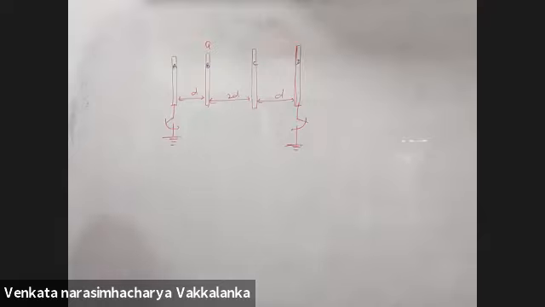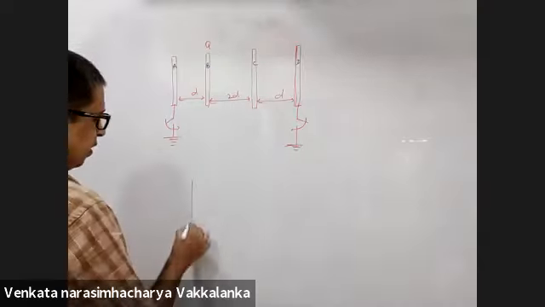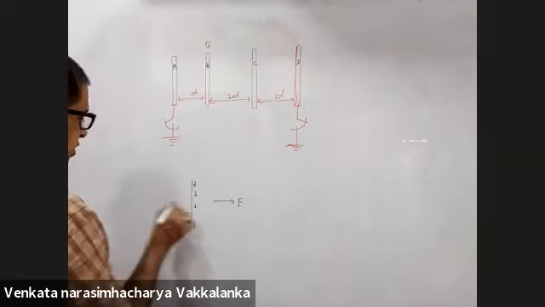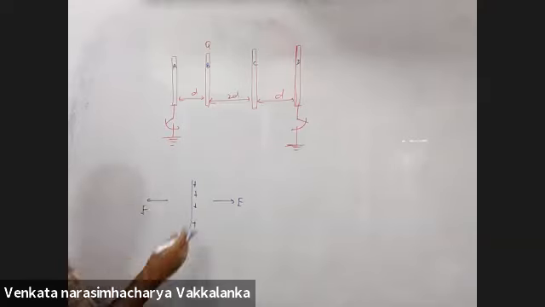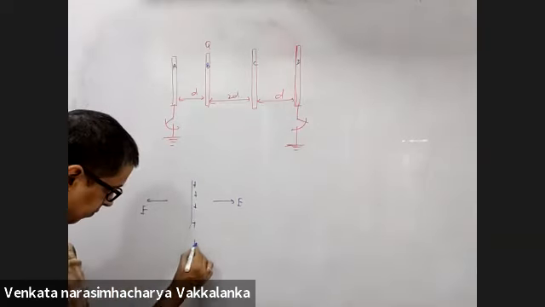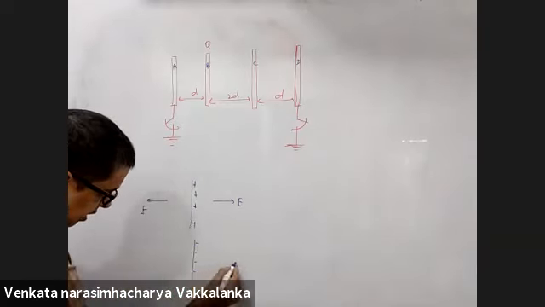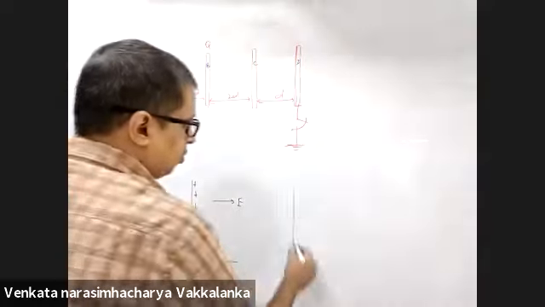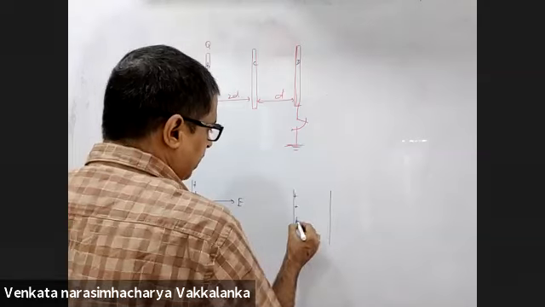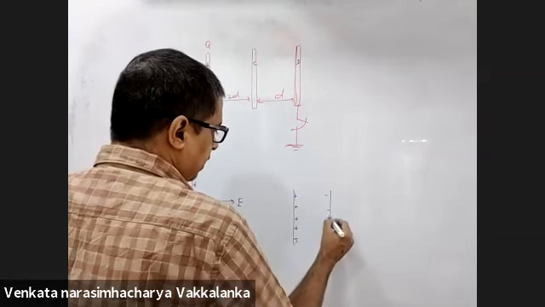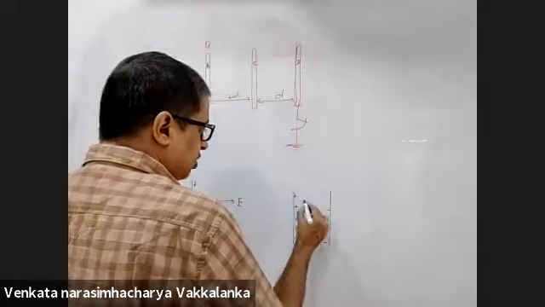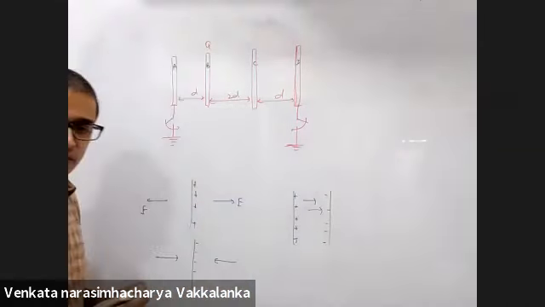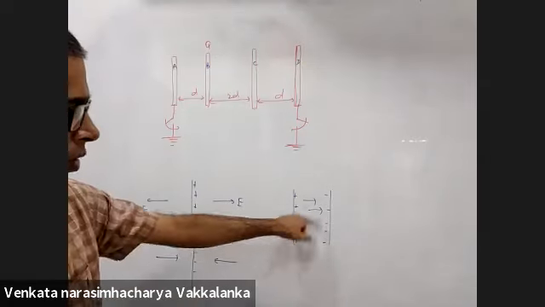Somebody is asking the direction of the field. Remember, if I have positive charge here, the field is directed away from the positive charge. If I have negative charge here, the field is towards the negative charge. So if I have a positive plate and a negative plate, positive charge will give me field in this direction, negative charge will give me field in this direction. So they both get added.